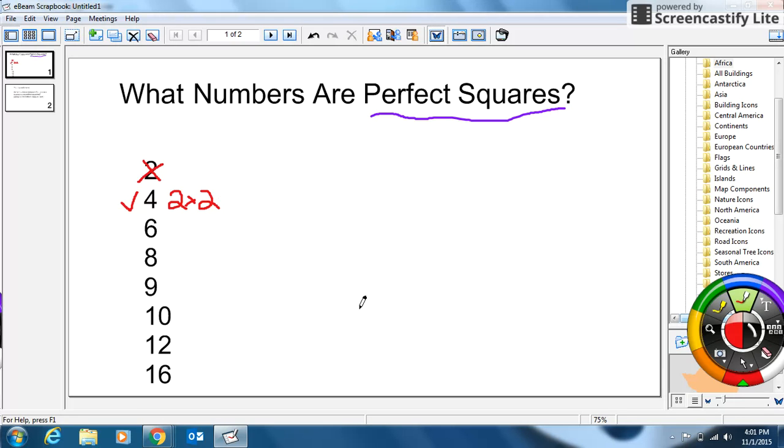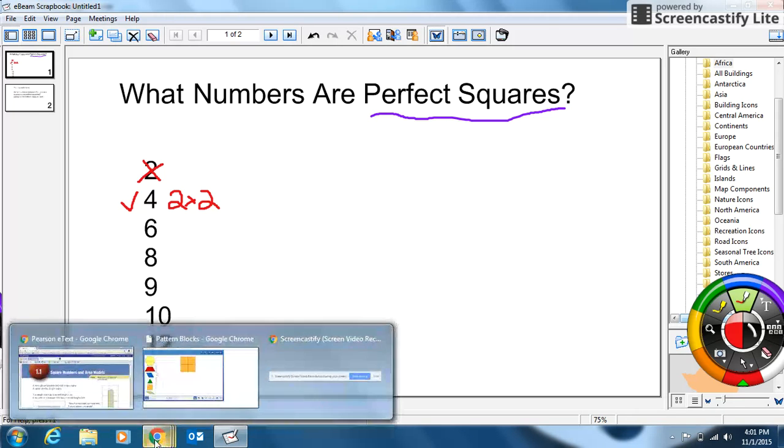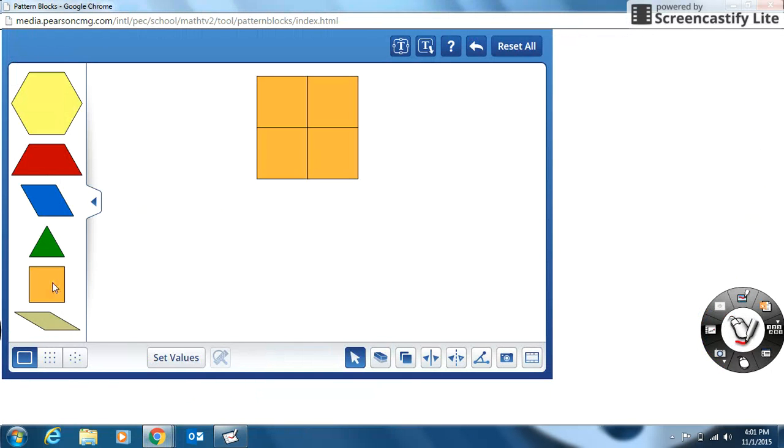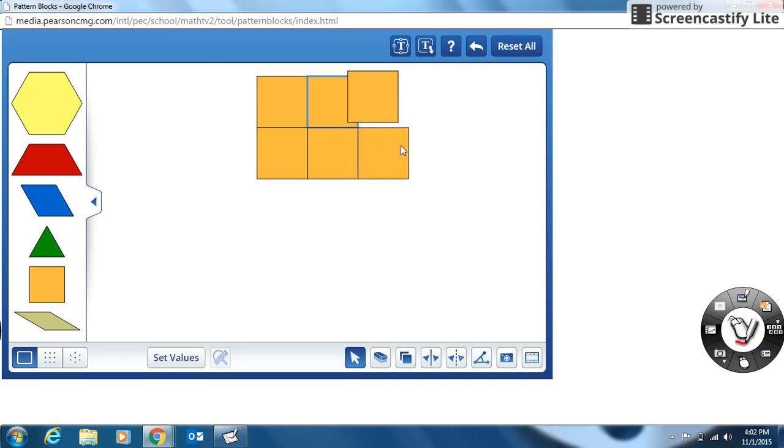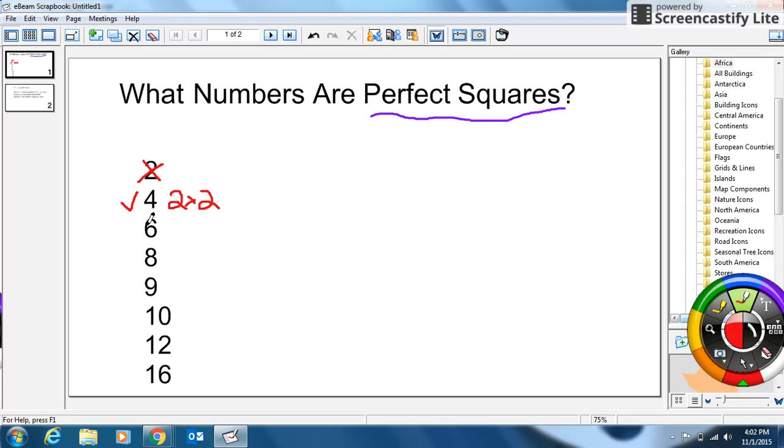All right, next example, 6. Well, let's go back to our pattern blocks. I have 4 here, so we're going to add another 2. Hey, look, there's a rectangle, not a square. So there's 2 by 3, or there's 3 by 2. There's 1 by 6. Oh, we're going to run out of space. You get the idea with the 1 by 6. Okay, is there any other ways? Can we make a perfect square? No, we can just make rectangles. So guess what? 6 would not be an example of a perfect square.